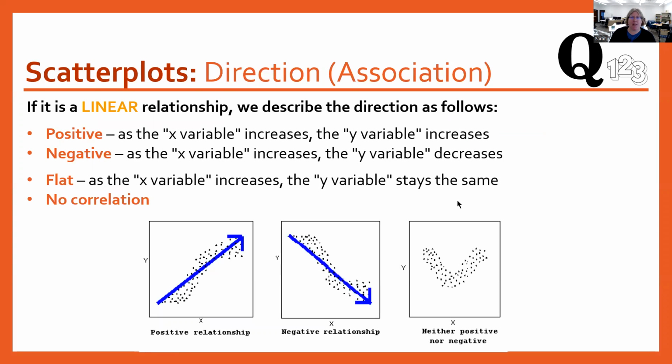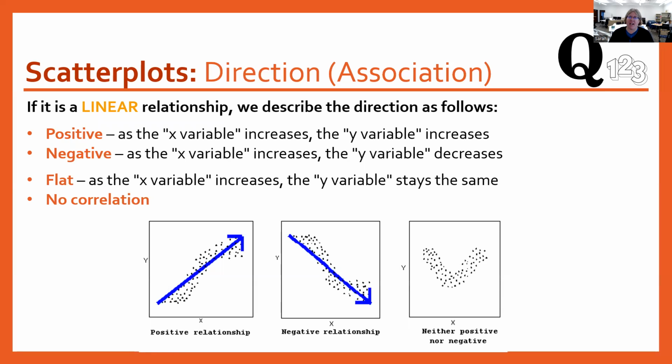The next one is going to be the direction or the association. So if it's linear, then these kind of sentences and descriptions are going to apply. If it's not linear, then we'll talk about what we see, but this isn't really an element of that. So if it's linear and it's a line and it's positive, that means the slope is uphill. So as x increases, the y variable is also going to increase.